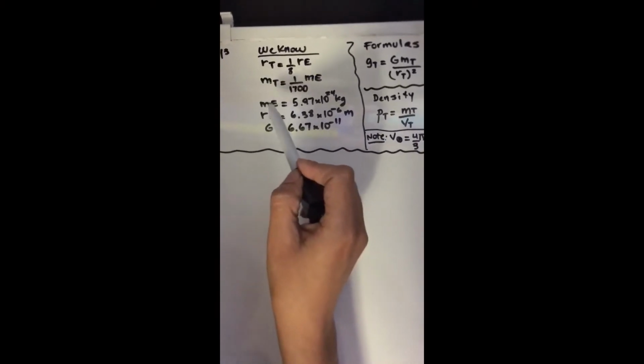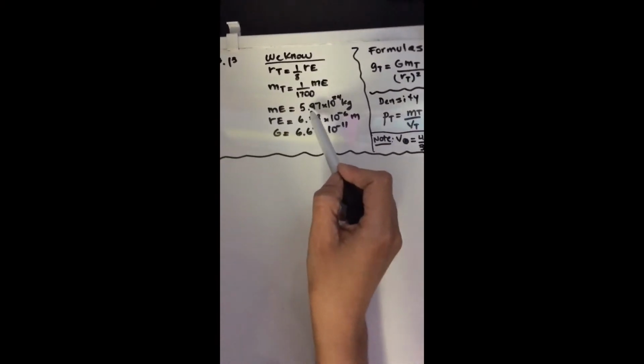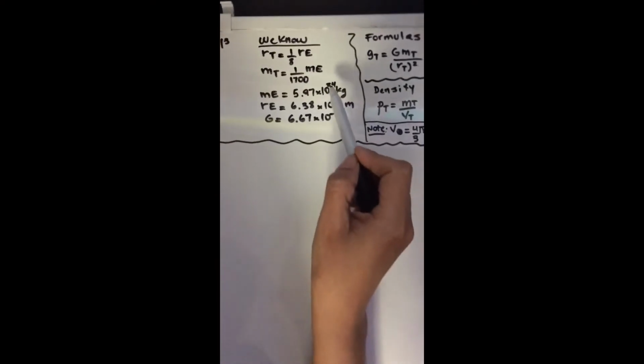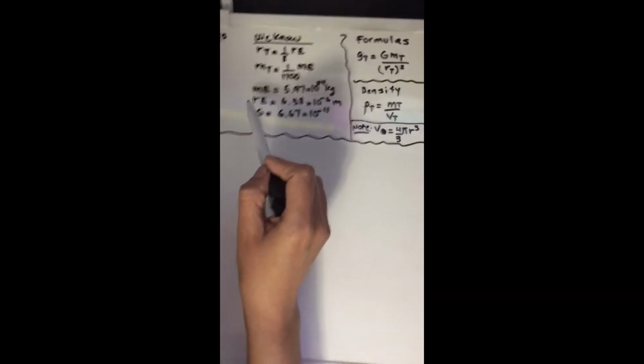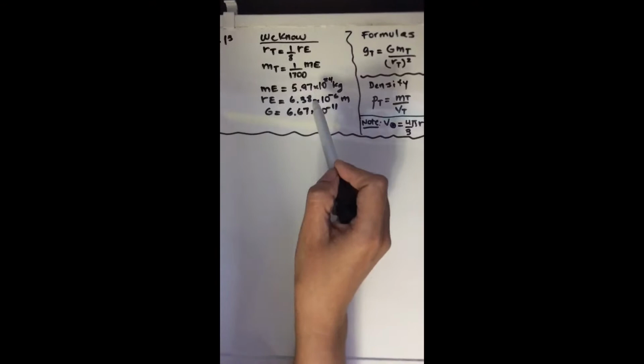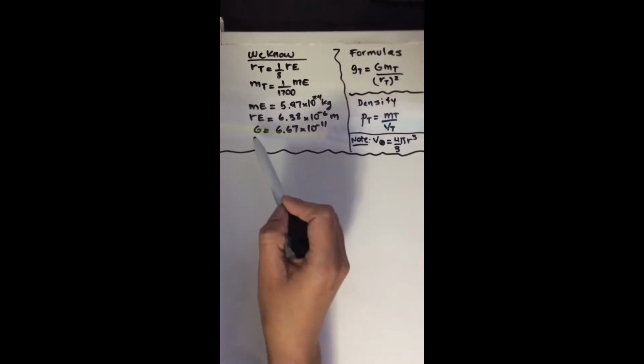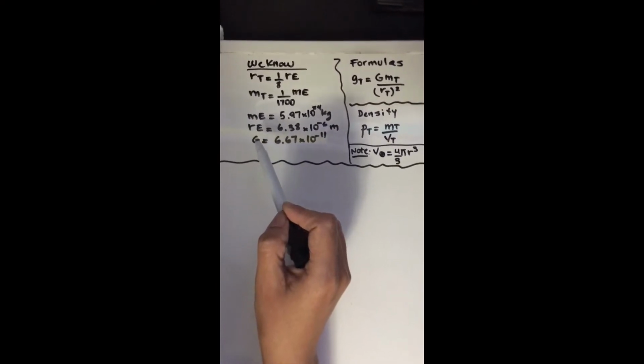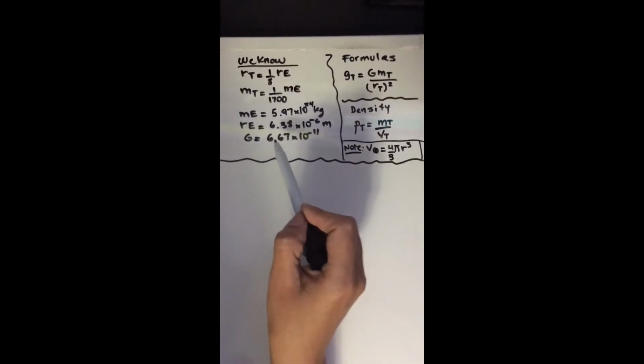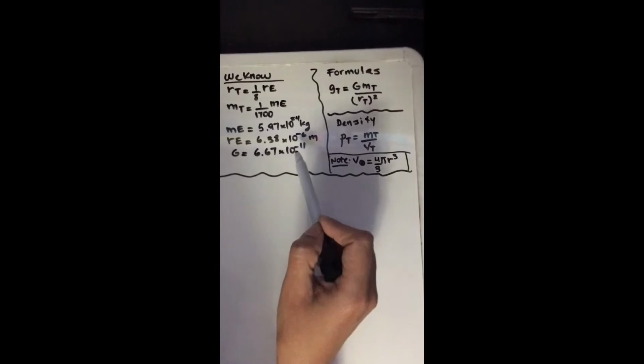And we know from theory that the mass of Earth is equal to 5.97 times 10 to the 24 kilograms, as well as the radius of the Earth, which is 6.38 times 10 to the 6 meters, plus the universal gravitational constant, which is 6.67 times 10 to the negative 11.